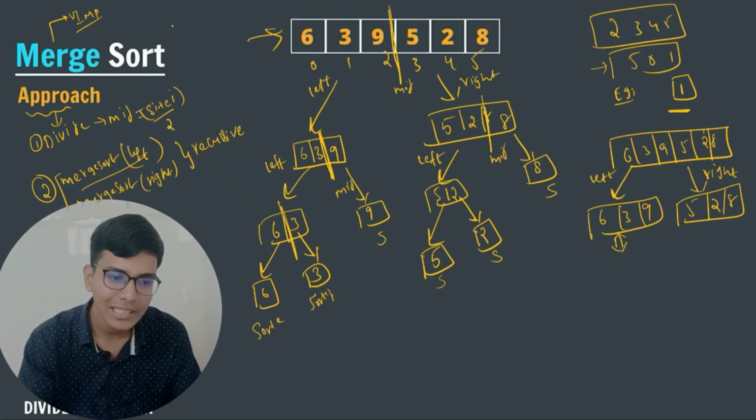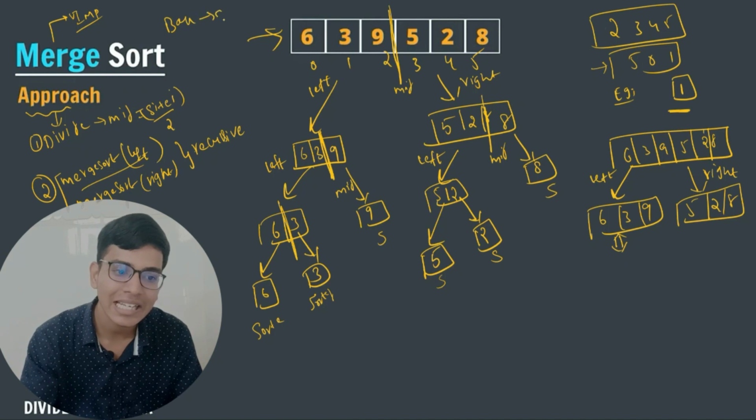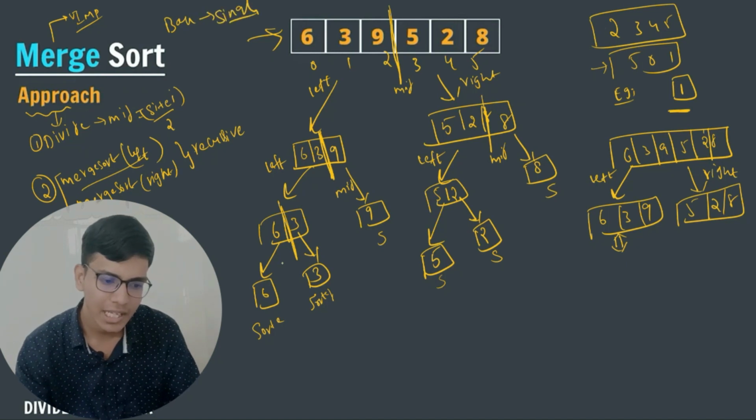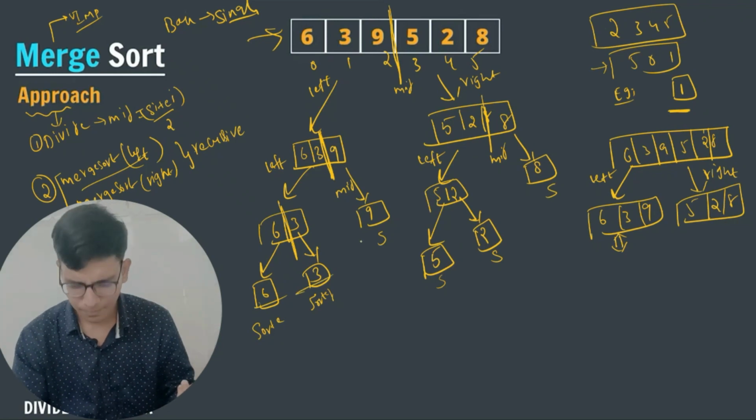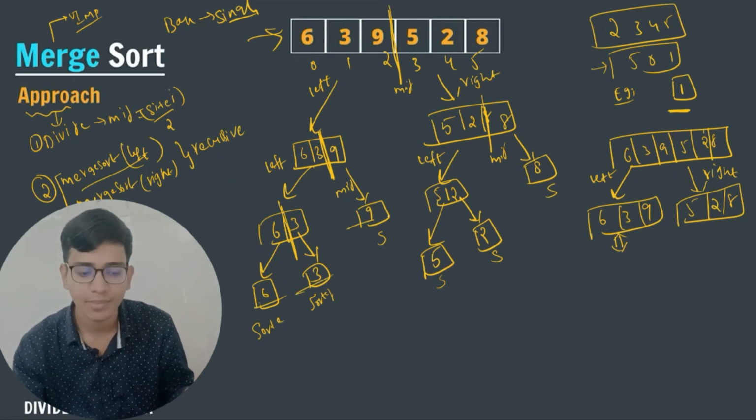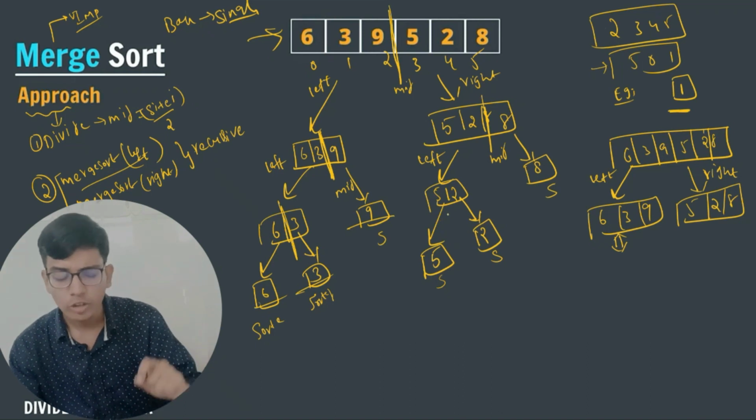So what is my base case? The base case is a single element. You can see that 6 is a single element, so this is my base case. 3 is a single element, so this is a base case. After that, 9 is a single element, so this is the base case.